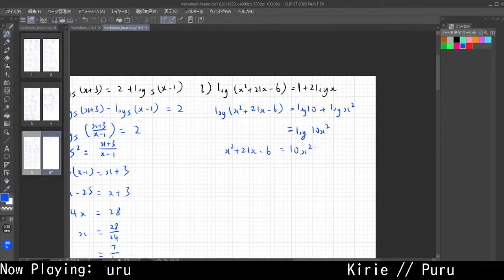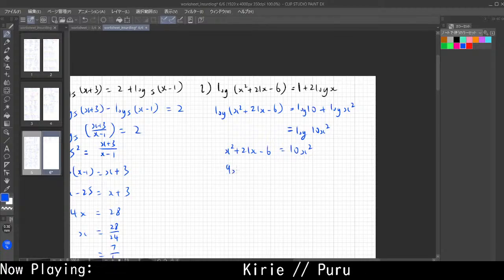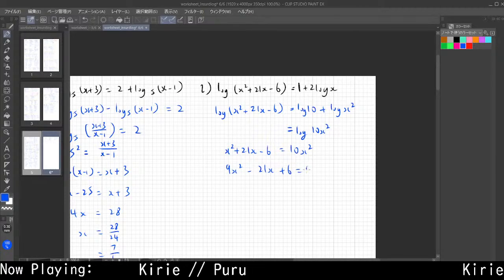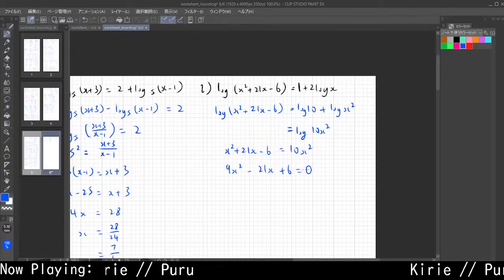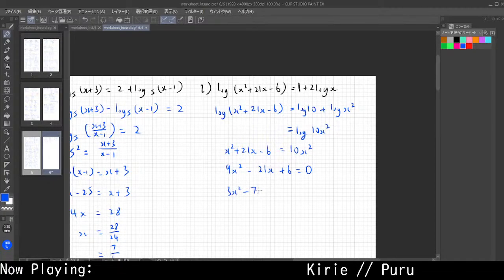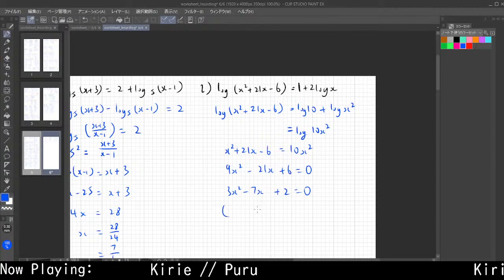Going over to the other side, 10x squared minus x squared, 10 minus 1 is 9. 9x squared minus 21x plus 6 equals to 0. You can simplify. Divide everything by 3. So 3x squared minus 7x plus 2 equals to 0. Is it factorizable?